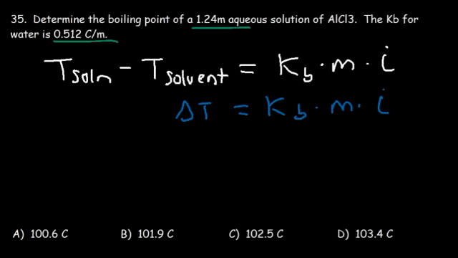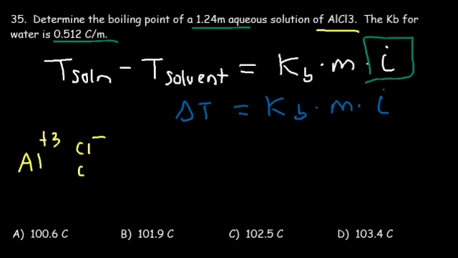Now, the only thing that we need in this equation is the Van Hoff factor. What is the Van Hoff factor for this problem? Well, look at aluminum chloride. How many ions can aluminum chloride dissociate into? Aluminum chloride contains an aluminum plus 3 ion and 3 chloride ions. So it has a total of 4 ions. So therefore, the Van Hoff factor is 4. 1 mole of aluminum chloride will generate 4 moles of ions.